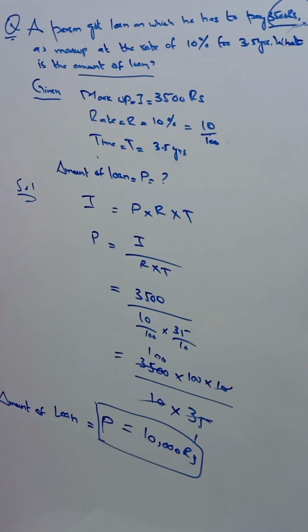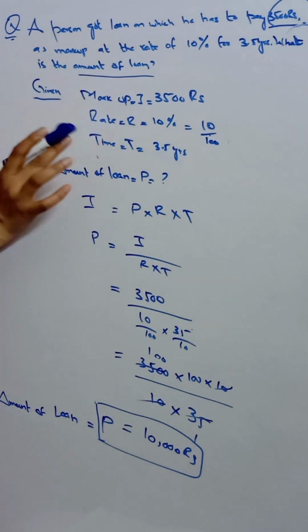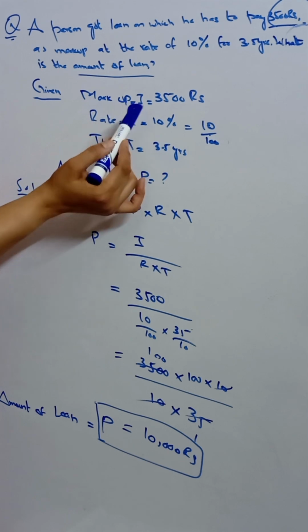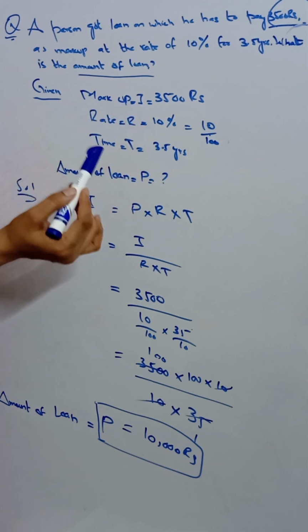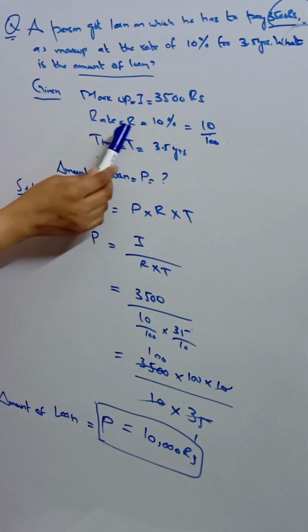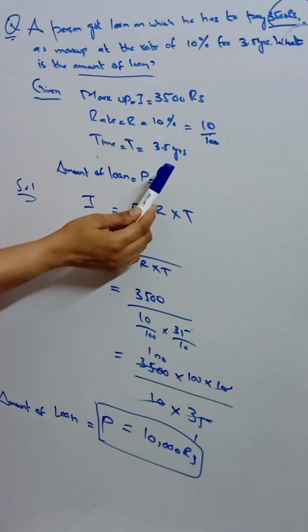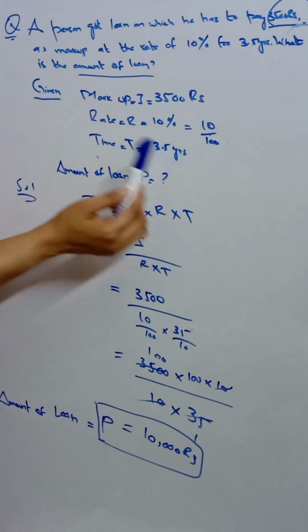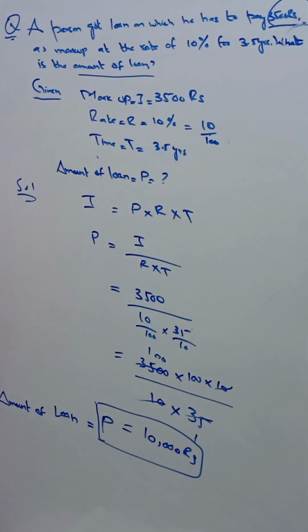So let's begin. What have they given you? Markup equals I. As you know, markup is represented by capital letter I, equals 3,500 rupees. Rate equals R equals 10%. 10% means divided by 100. Next, time T equals 3.5 years. So we have to find the amount of loan. Amount of loan means principal amount we have to find out. It is represented by capital letter P, as you know.